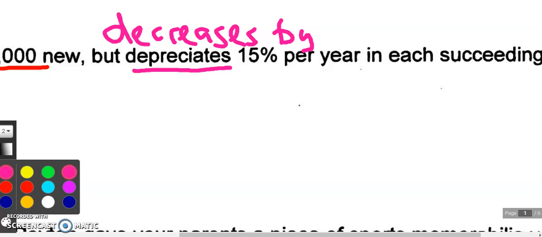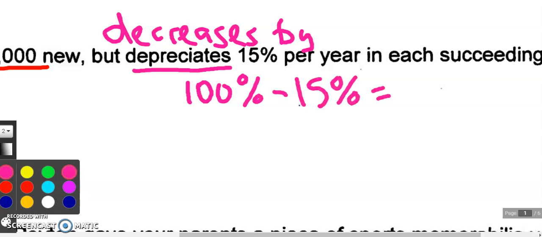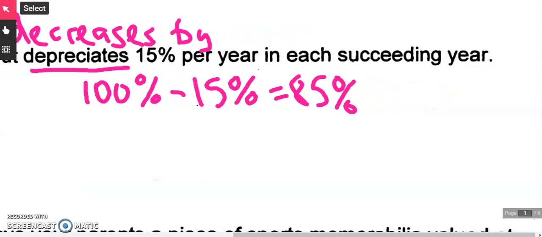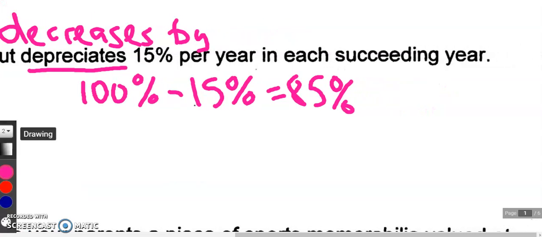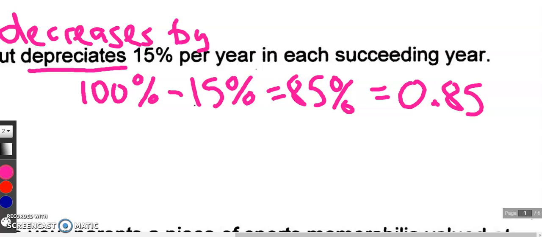So to figure out my growth factor, I'm going to take 100%, subtract 15%, which is 85%. And since I don't want any percentage signs in my equation, I'm going to divide 85 by 100 to convert it into a decimal.